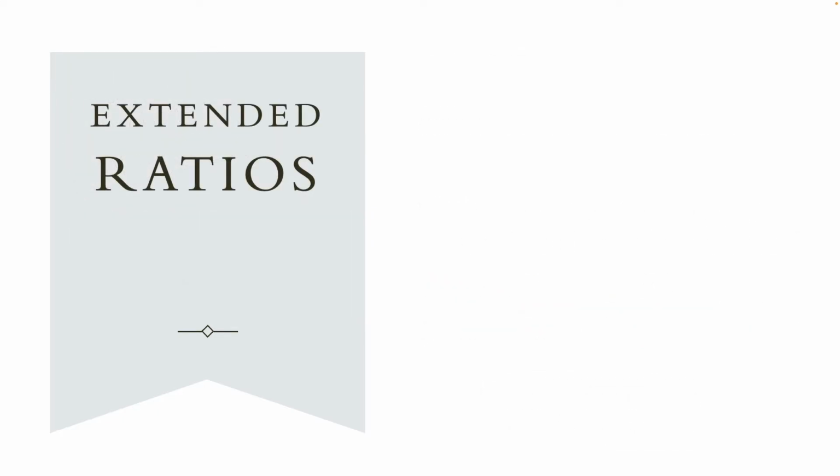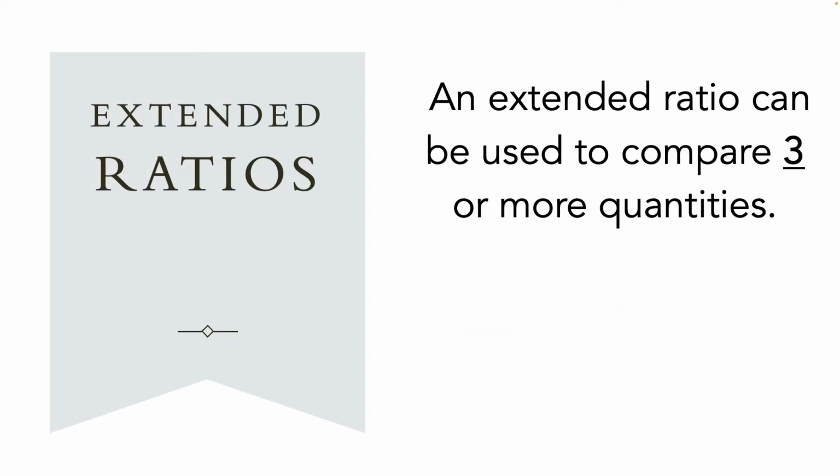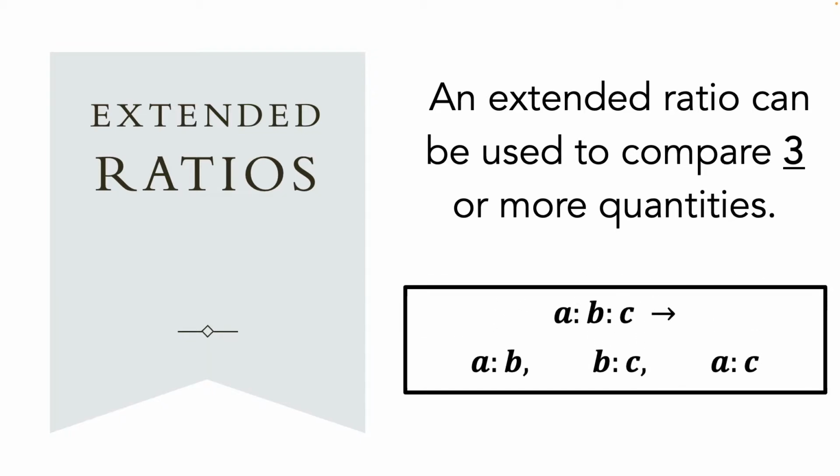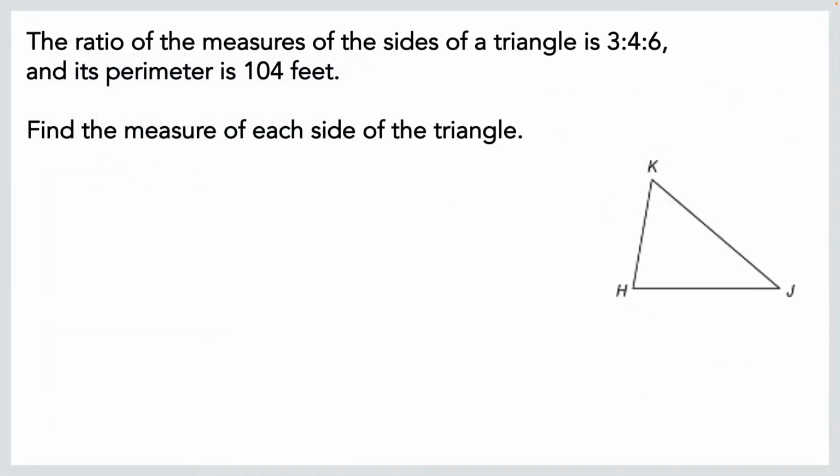We can also have extended ratios. An extended ratio can be used to compare 3 or more quantities, A to B to C. And one of the places we often find this is in a triangle. So here's an example. The ratio of the measures of the sides of the triangle is 3 to 4 to 6, and its perimeter is 104 feet. Find the measure of each side of the triangle.